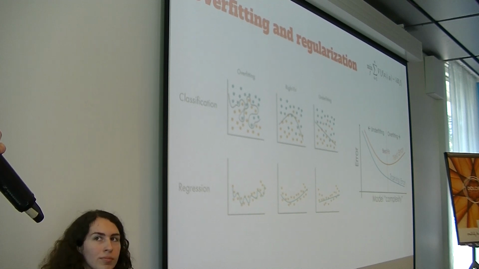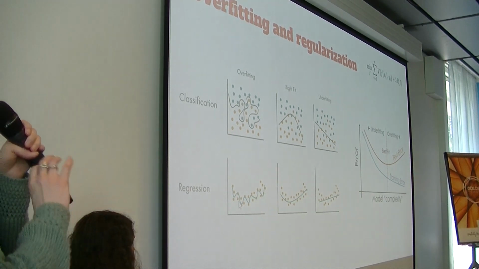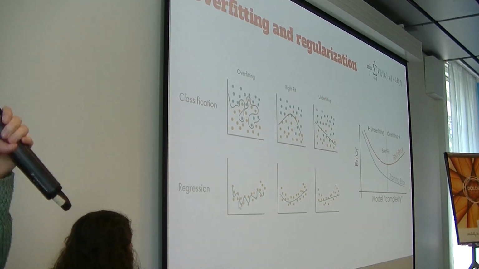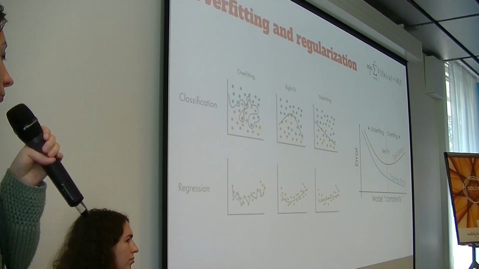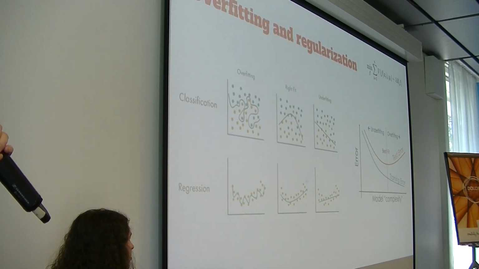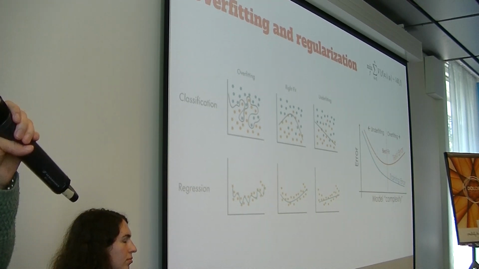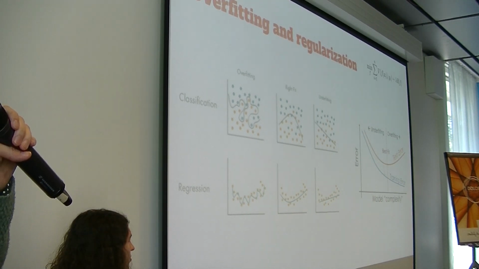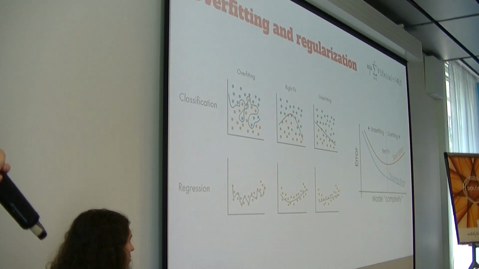So the examples below show similar examples for regression, where the task is not to separate two different labels in the data, but to fit your data. So just to provide a function for your data. Again, this one is overfitting, this one is probably the right fit, and this one is underfitting. So basically what we're looking for is the best fit in all of the models that we are working with.